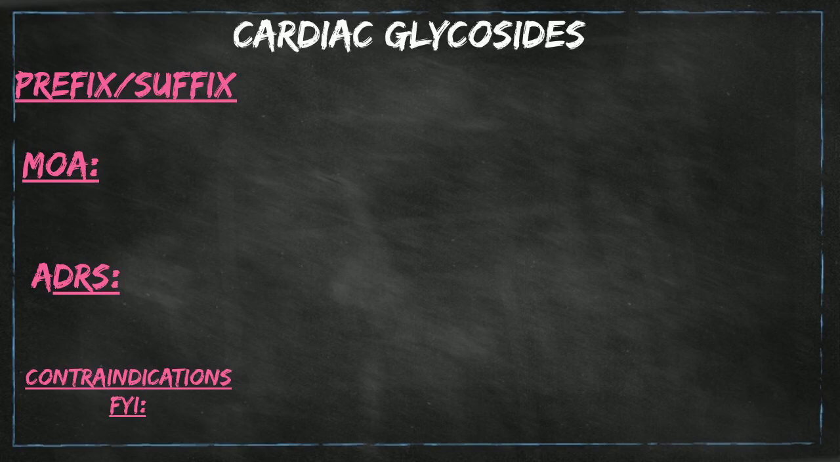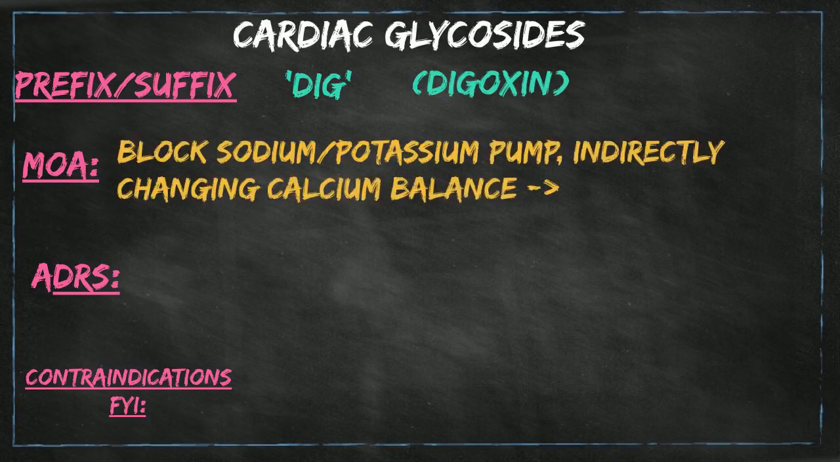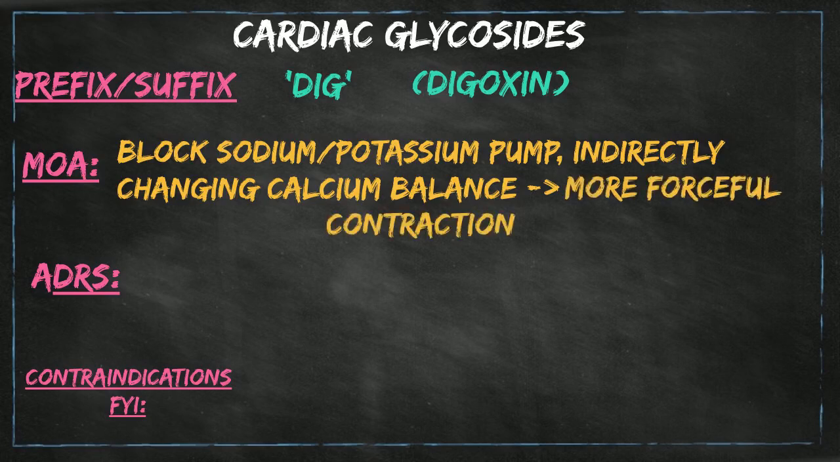The last category are the cardiac glycosides in the well-known drug digoxin. DIG is a common prefix of this group. By blocking sodium-potassium pumps, the cellular charge is altered due to remaining calcium ions, which leads to a more powerful contraction with each heartbeat.